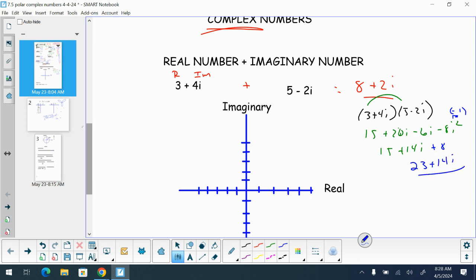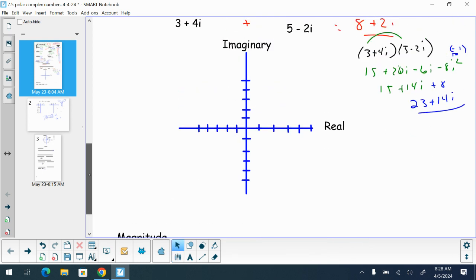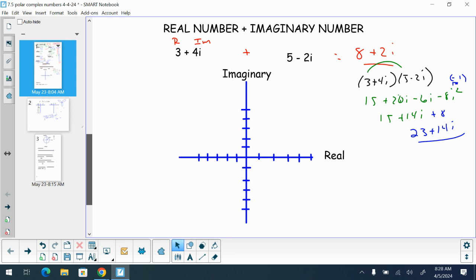So you can add, subtract, multiply. When you divide, they have division of complex numbers, but really what you're dealing with is simplifying a complex conjugate. It's not really division, it's just simplification of a radical. What we can do with imaginary numbers is we can also graph them.